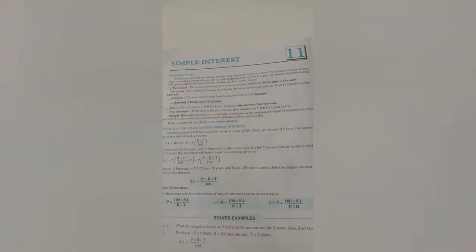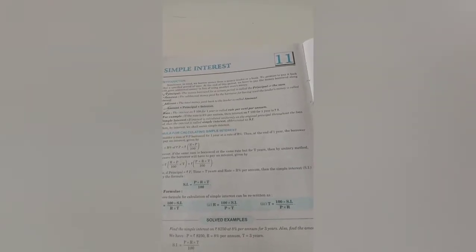Now we are solving simple interest sums. For this, certain terminologies you should know. Principal is the amount which is lent. Rate of interest, denoted by R, is the percent at which you will get interest.